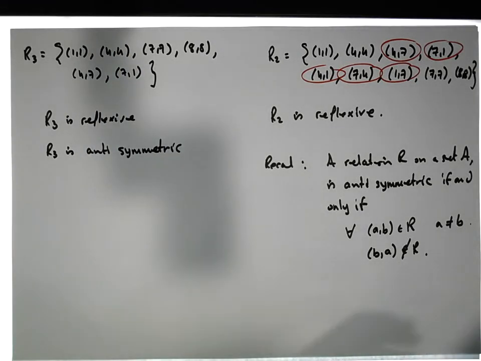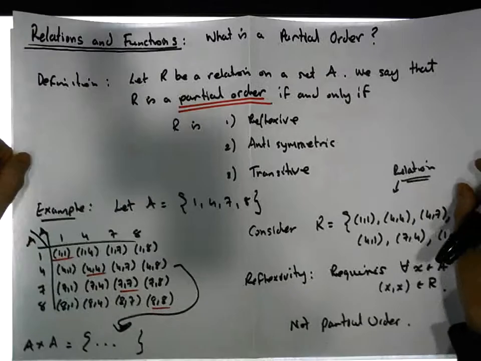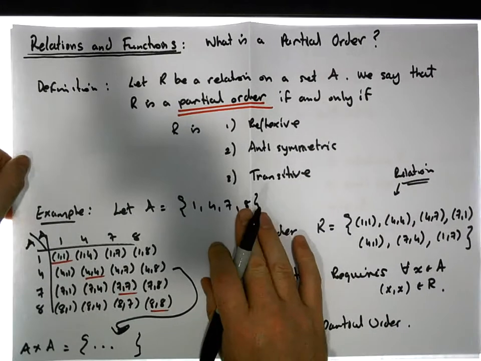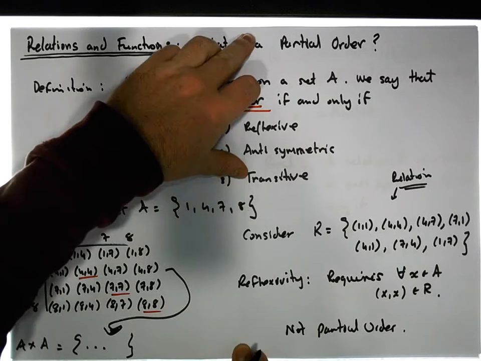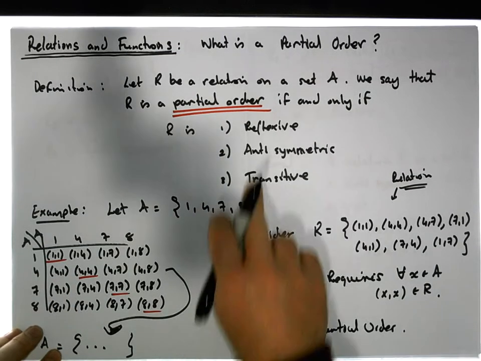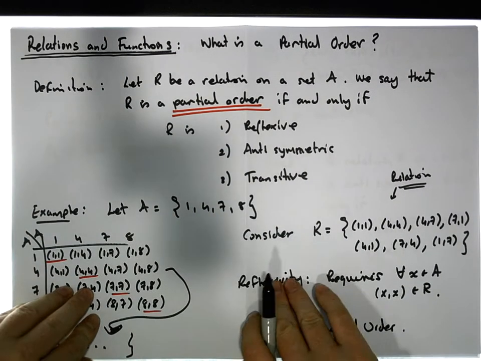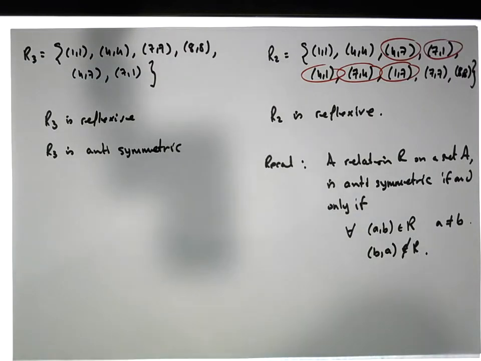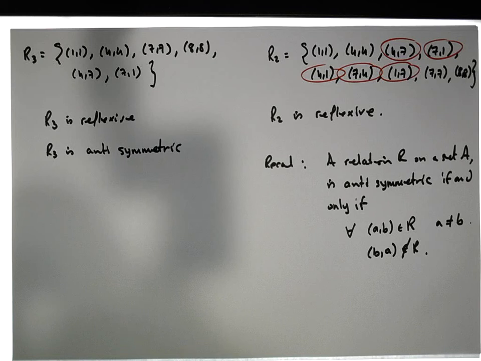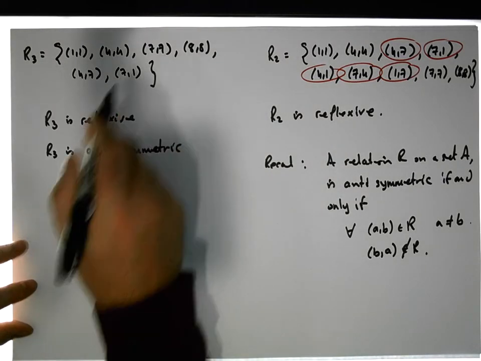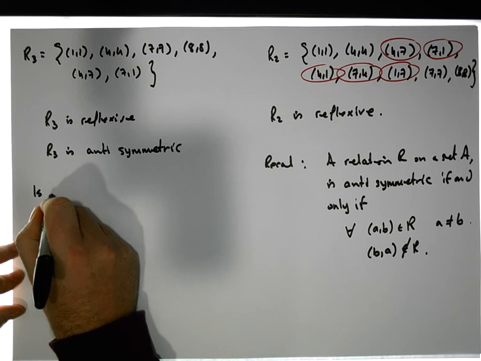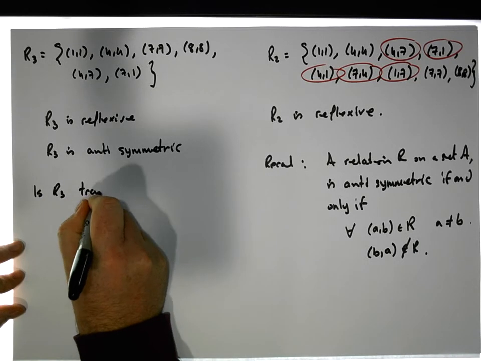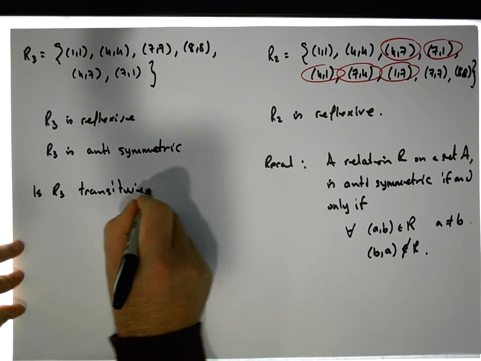So we're nearly there. We want to try to create a relation that needs to be a partial order. At this stage, we do have a reflexive and an anti-symmetric one, okay? But we need this also to be transitive. So the question now is, is R3 transitive, okay? What does it mean to be transitive?